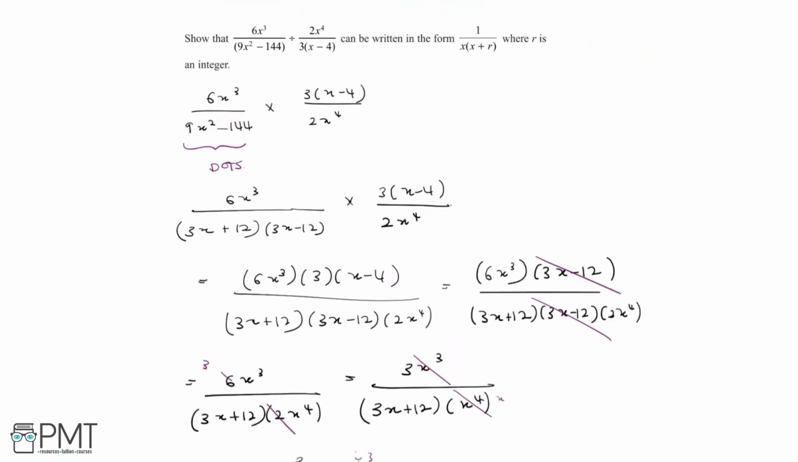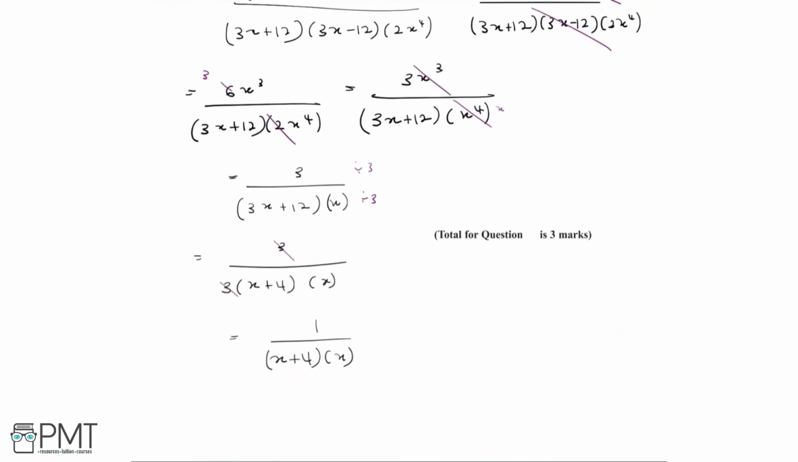To write this in the format 1 over x multiplied by x plus r, we can say that this is equivalent to 1 over x multiplied by x plus 4. And so we've written this in the form 1 over x, x plus r, where r is equal to 4.